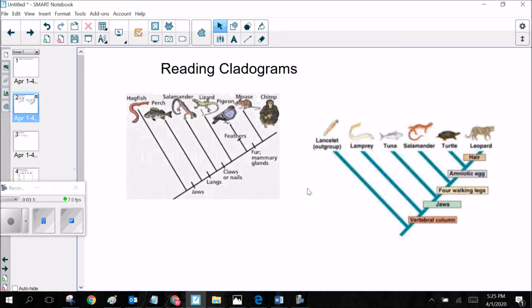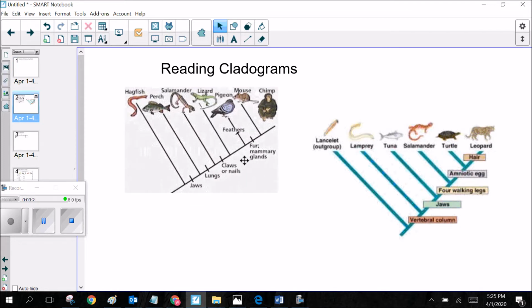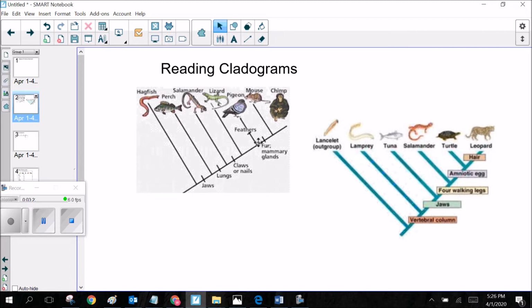We talked about this a little bit before, but a cladogram is a map that essentially shows you when traits evolved in the evolutionary lineage and what organisms were a product of the evolution of those traits. If we look over here, when lungs evolved, that allowed for things like salamanders and lizards and pigeons and mice and chimps to evolve, because they're all terrestrial, land-walking organisms that breathe air. But before lungs evolved, that's when we had the perch and the hagfish. So we had a bunch of things that were living in the ocean and they couldn't breathe air. They didn't have lungs yet.